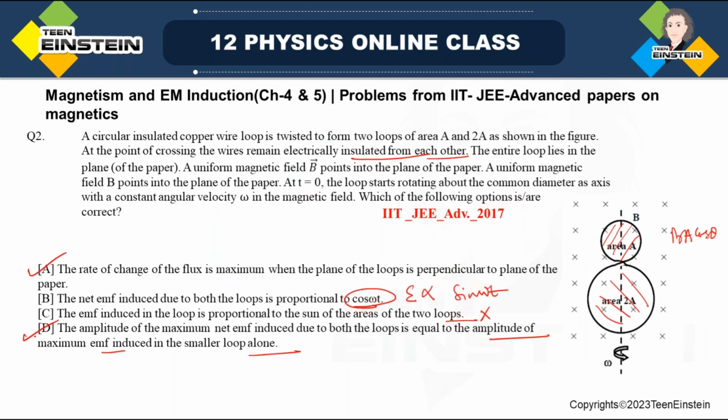So option D was: the amplitude of the maximum net EMF induced due to both the loops is equal to the amplitude of the EMF induced in the smaller loop alone. This is true. So we have seen this.